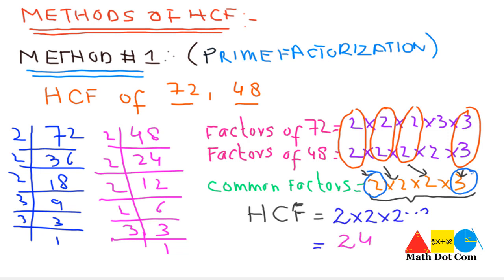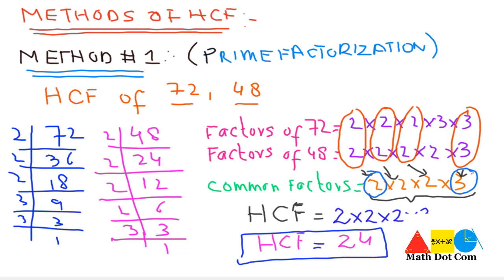24. So here we have the HCF of 72 and 48, that comes out to be 24. This was method number 1 of finding the HCF, by means of prime factorization.